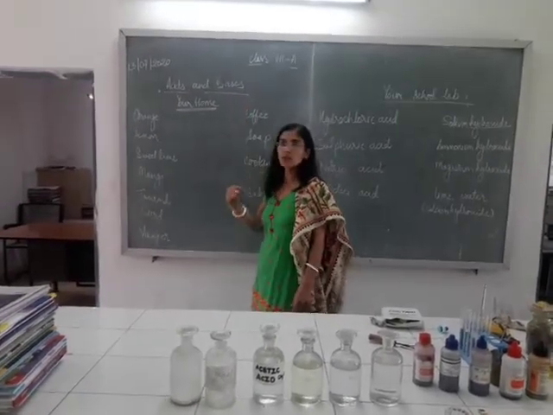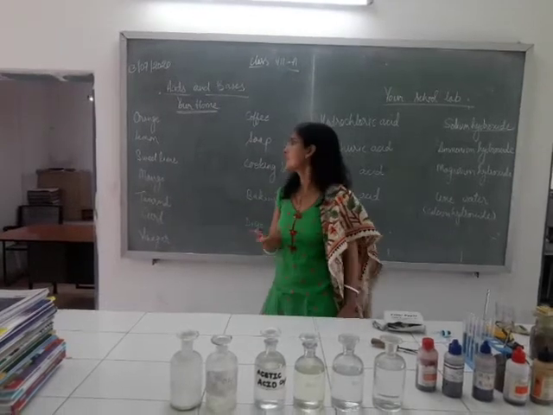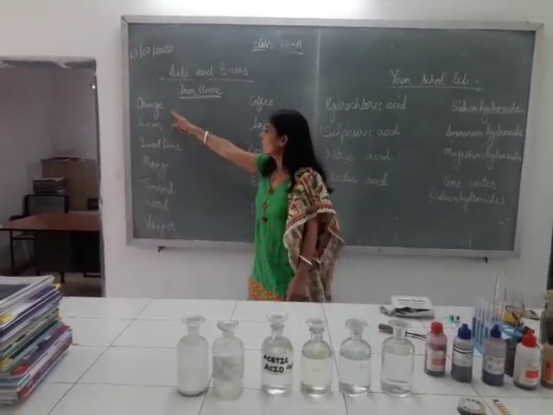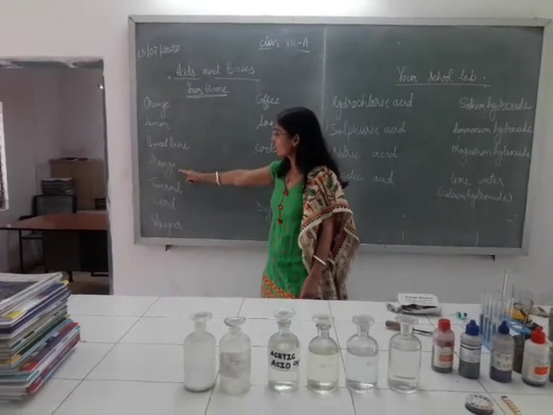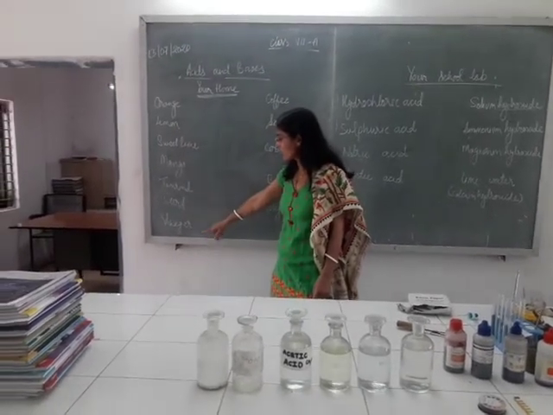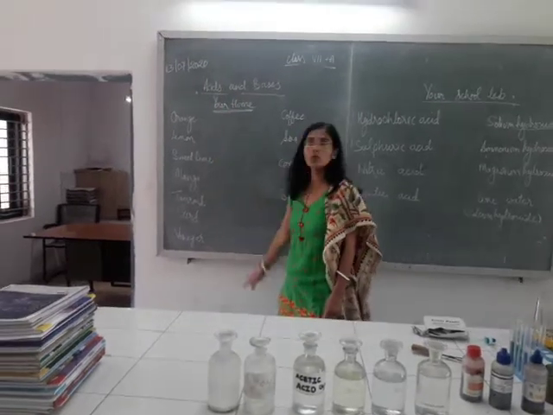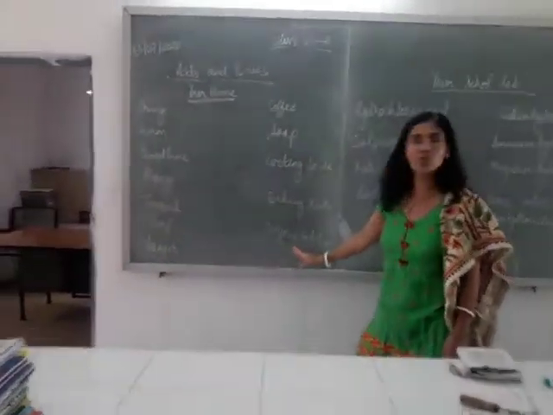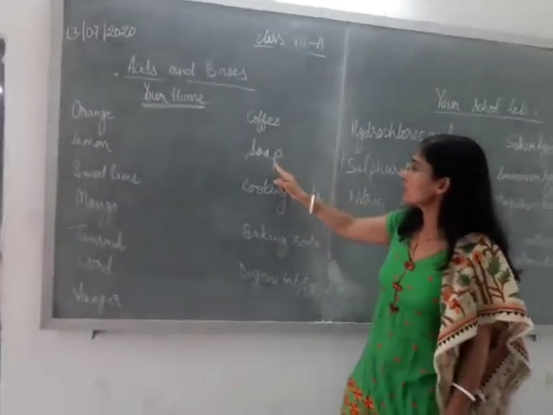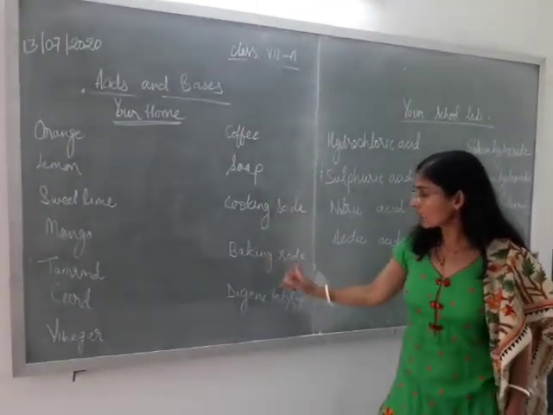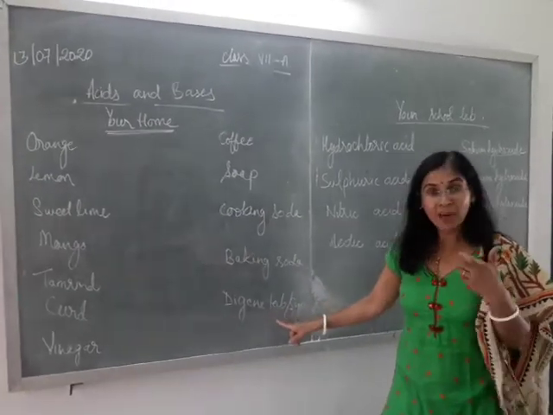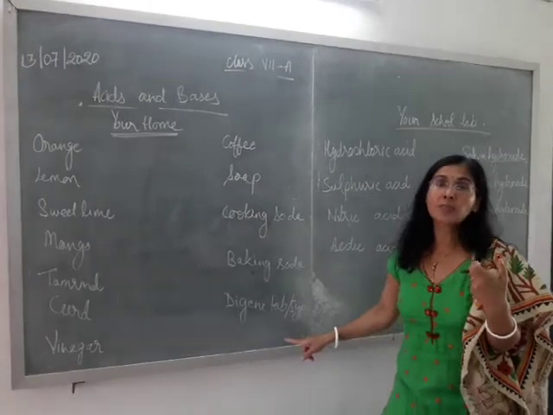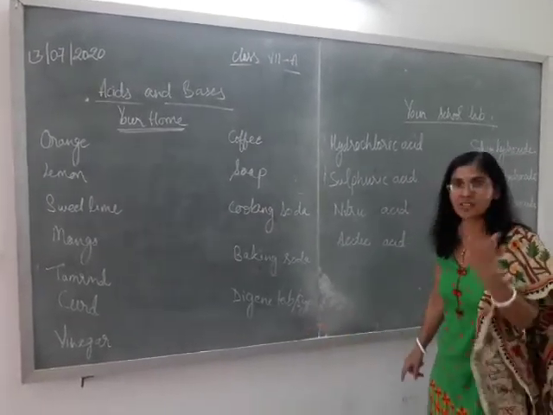This chapter is in continuation with your previous video, in which we had already discussed acids found in our home: orange, lemon, sweet lime, mango, tamarind, curd, and vinegar. These are the common sources of acids found in our homes, and these are common sources of bases found in our homes: coffee, soap, cooking soda, baking soda, Digene tablets or syrup which you might have been given by the doctors in case you felt some sort of acidity.